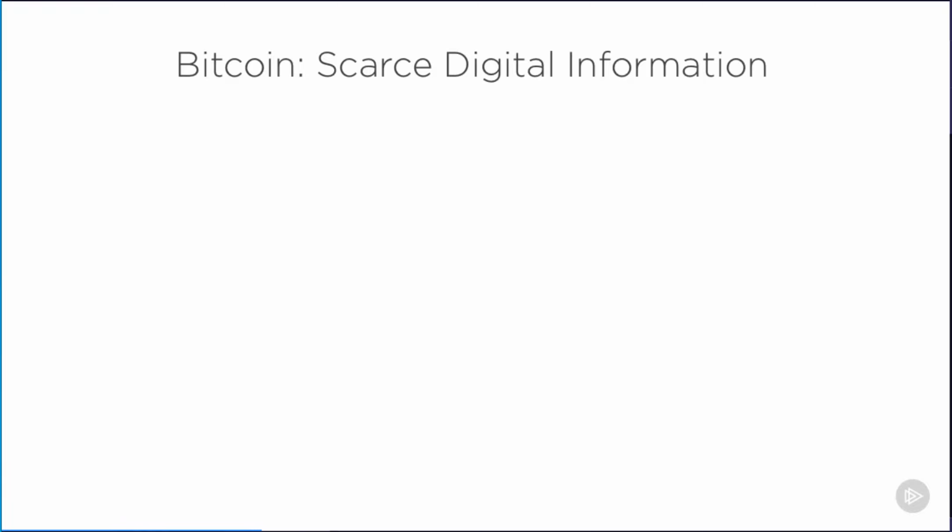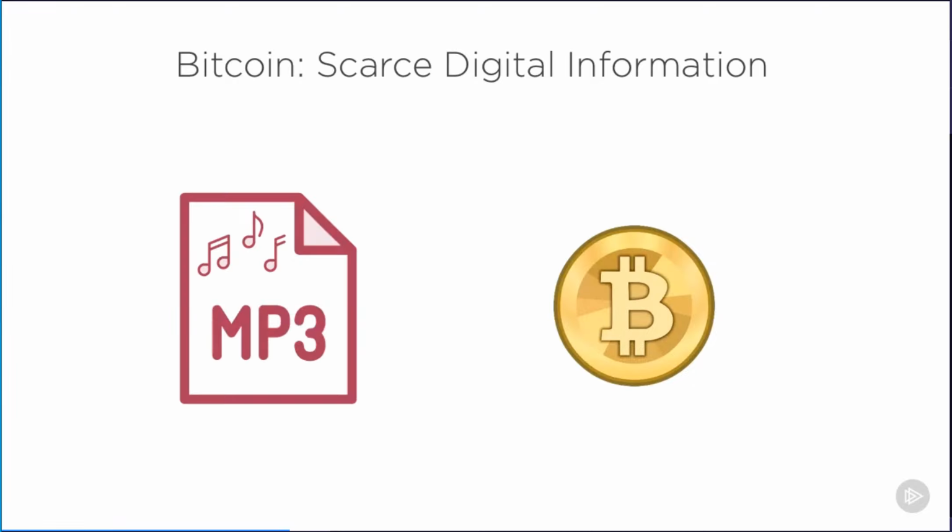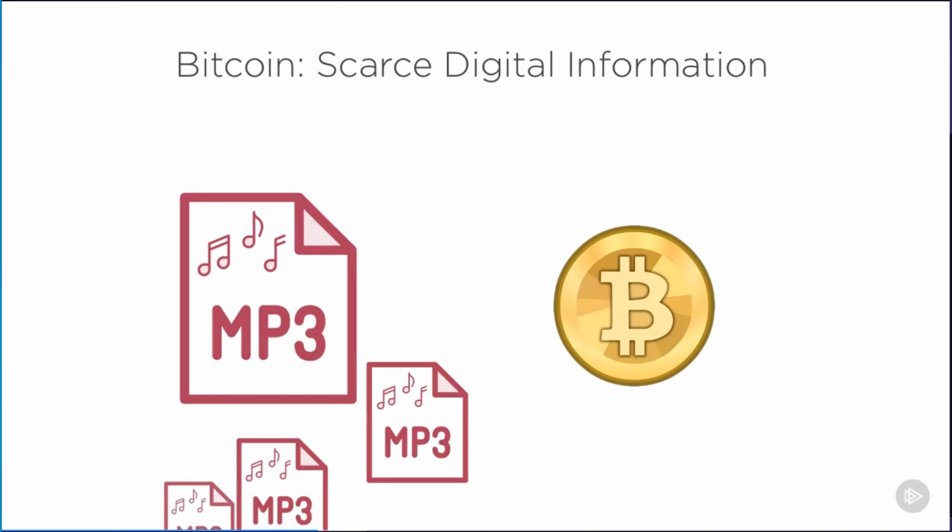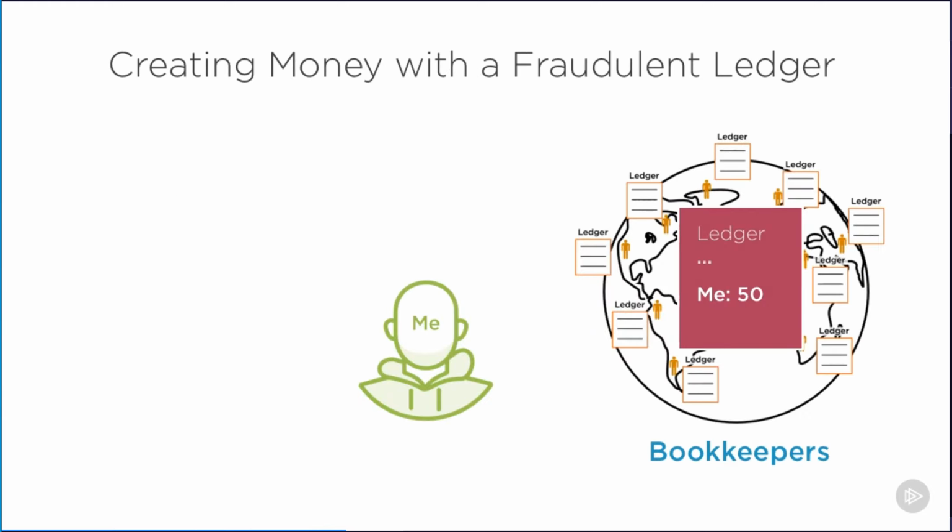Consider that Bitcoins are nothing more than digital information and how easy it is to make copies of digital information on the internet. An MP3 music file can be duplicated with a simple download. What is it about Bitcoin that enables it to remain uncopyable and scarce? Allow me to describe a problematic scenario.